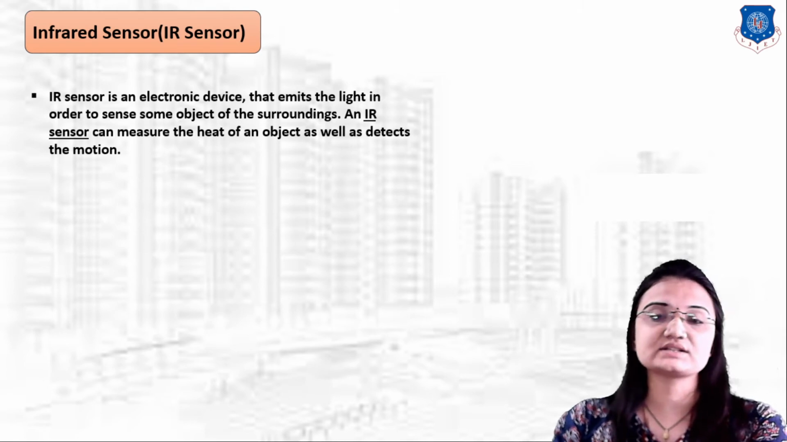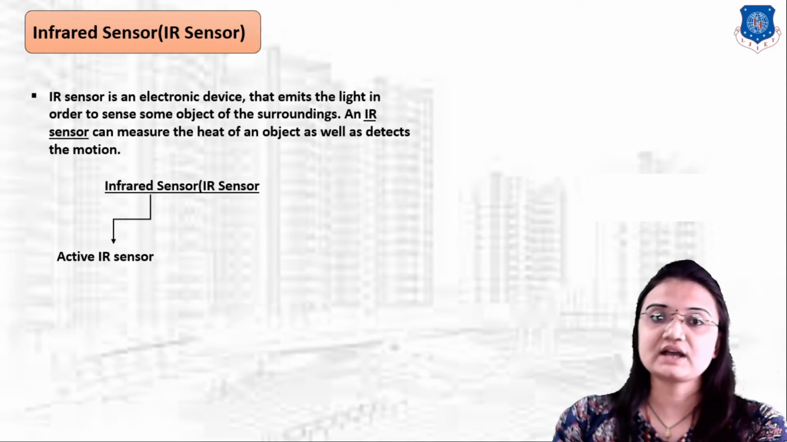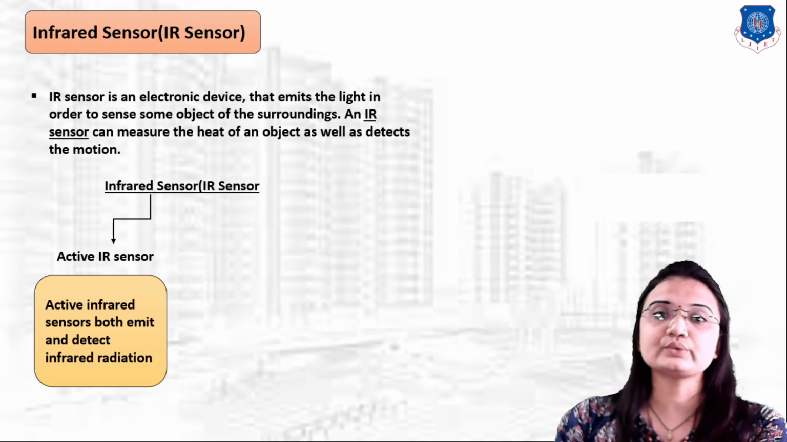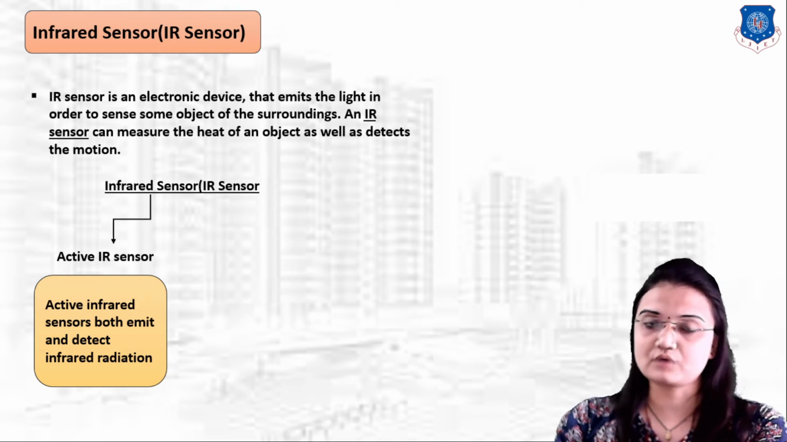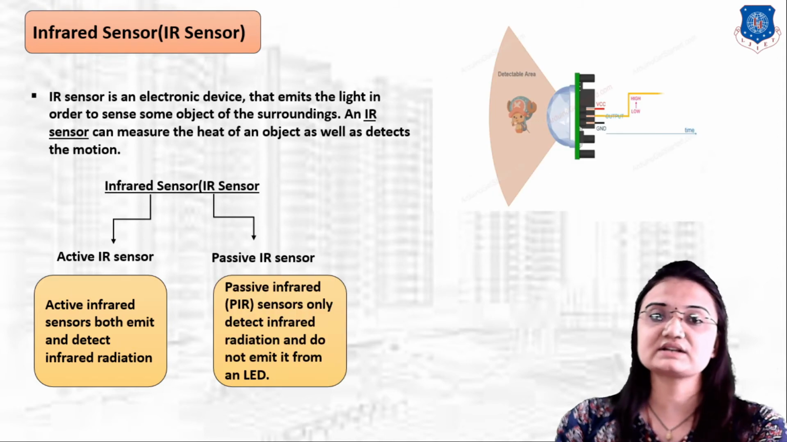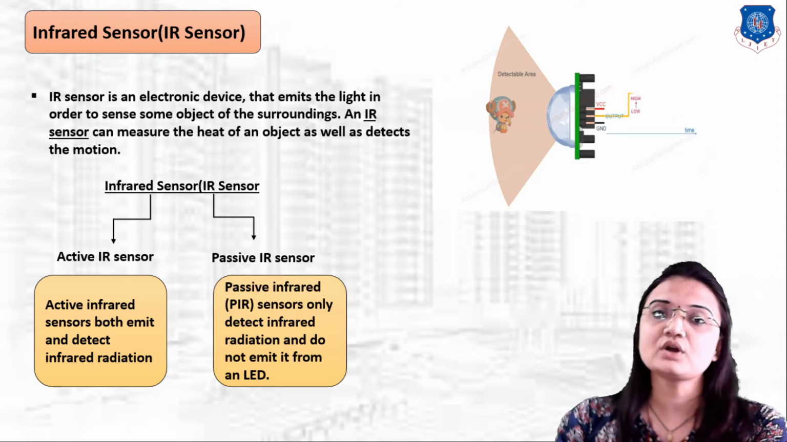Okay, so IR sensor is generally used to detect objects in the surroundings. There are two types of IR sensor. The first one is the active IR sensor, which has both functions: it emits light and also detects the light from the object. The second is the passive IR sensor, which has only one function: it only detects the light from the object.